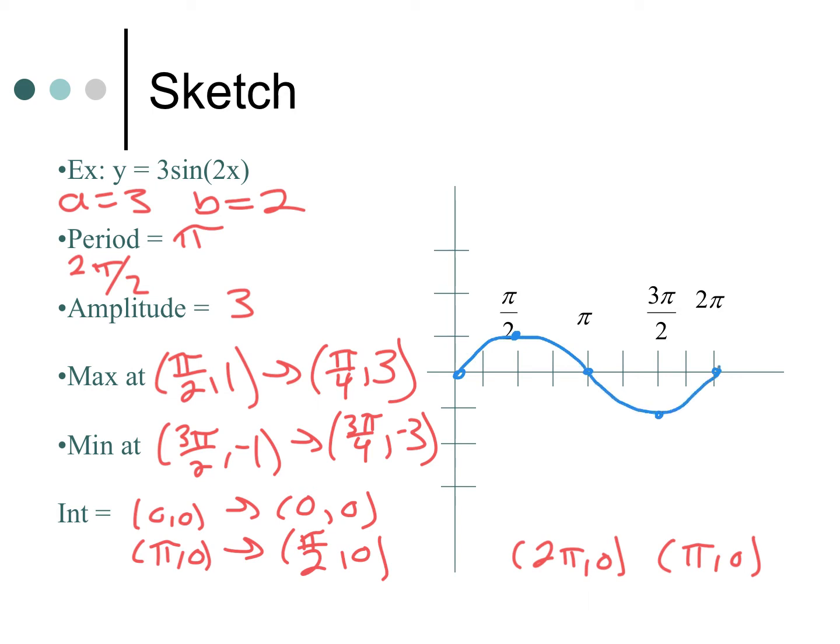We're going to see a vertical stretch and a horizontal shrink. So for our new function, we now have a point at pi over 4 and 3, 3 pi over 4 and negative 3, 0, 0, pi over 2 and 0, and then pi and 0. Okay, so connect those dots. And we can see the A value, our amplitude, was a vertical stretch, and your B value was a horizontal shrink, cutting the whole thing in half.